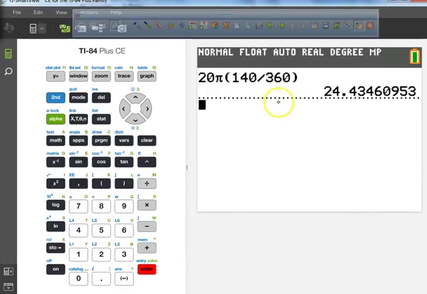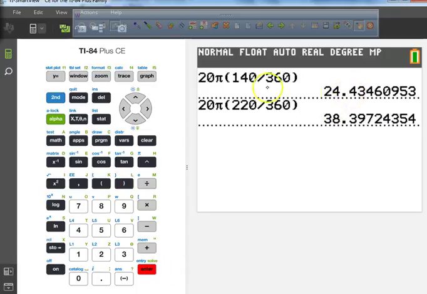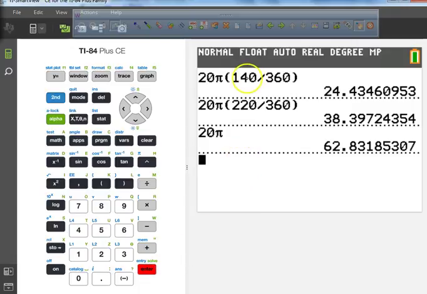Yep. Alright, and then the other one you can do 20 pi times 220 out of 360. So this is the arc length for the 140 degree arc. This is the arc length for the 220 degree arc. If you want to get the exact answer, then you just leave it in terms of pi. Here, by the way, here's the exact answer.